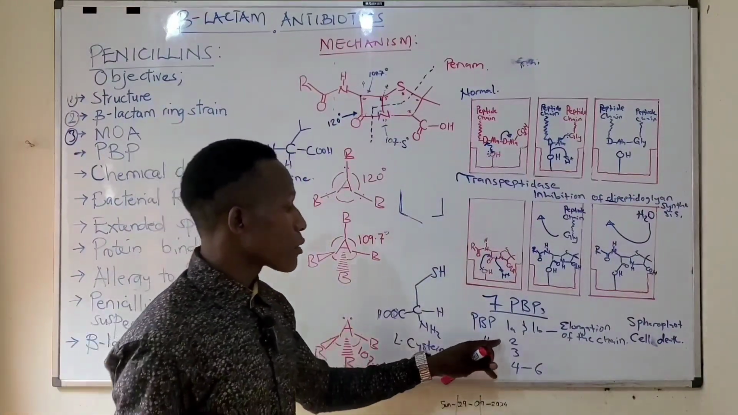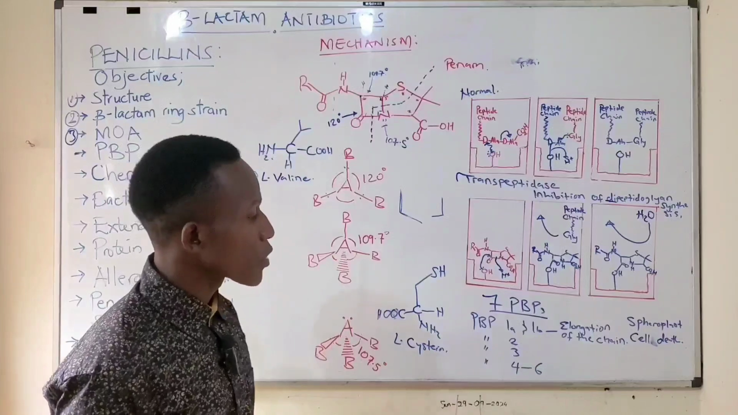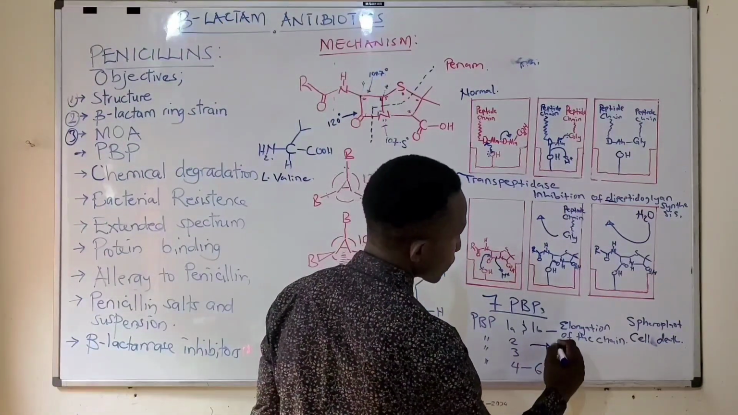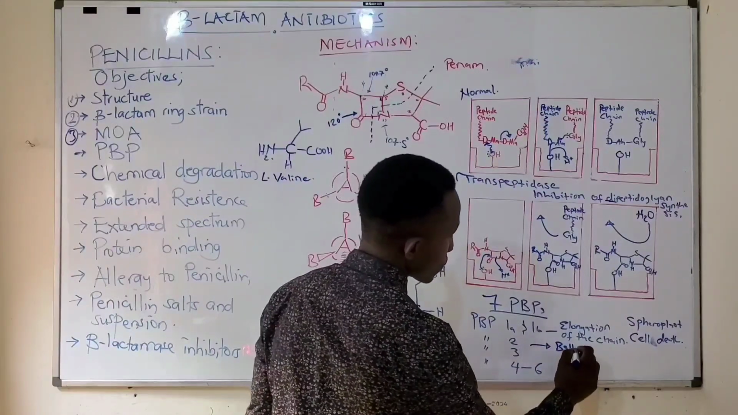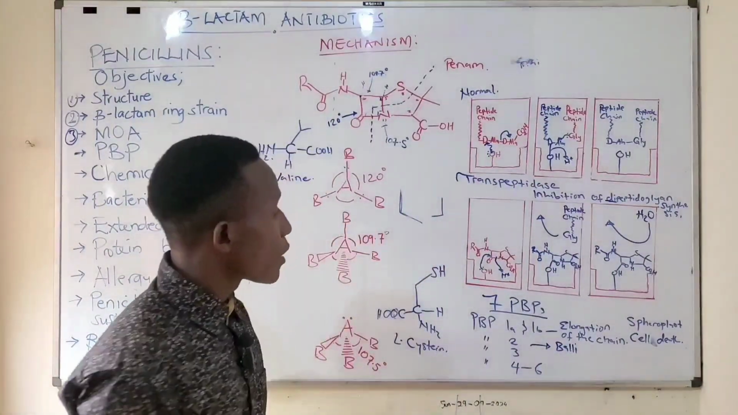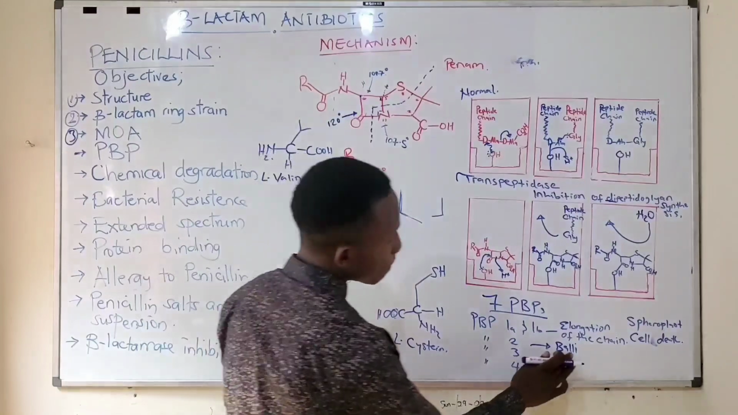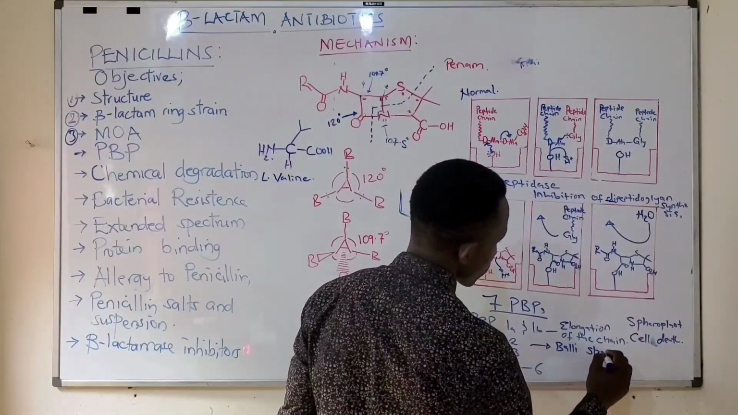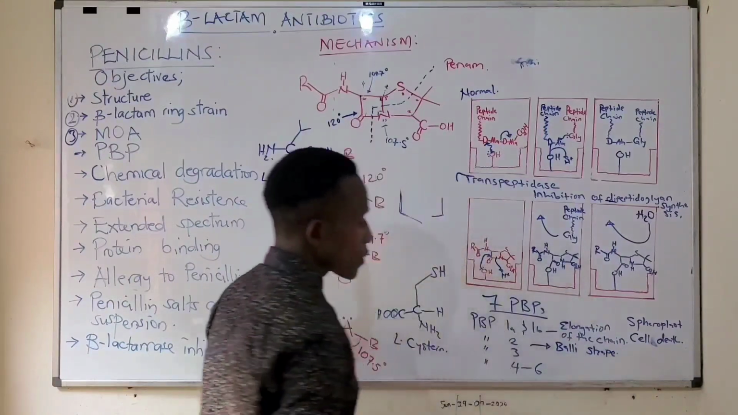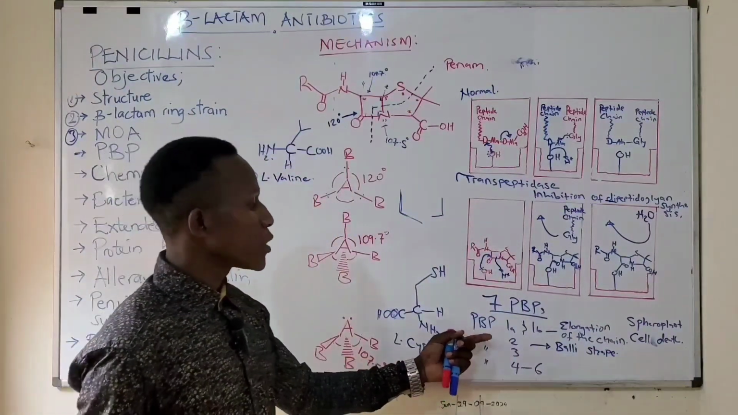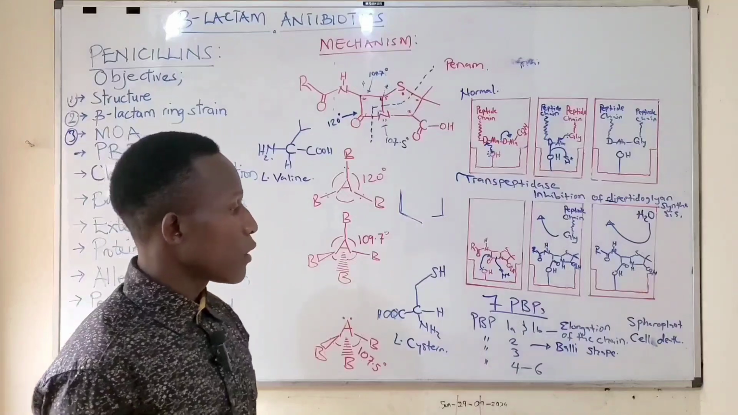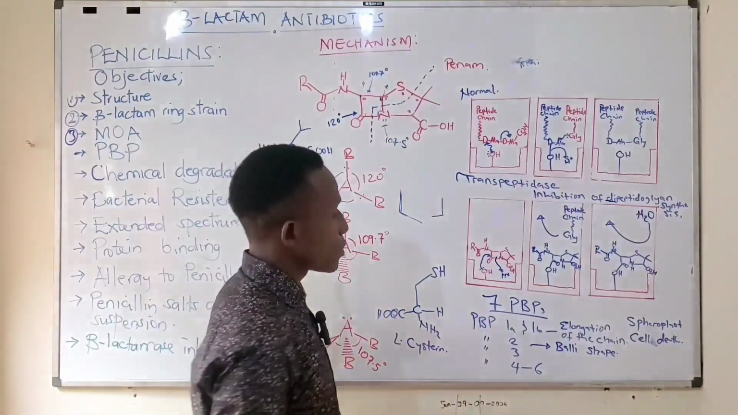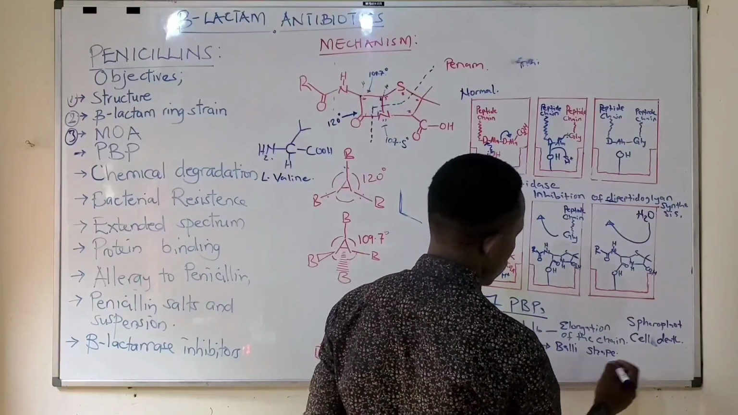Then penicillin binding protein 2 is responsible for maintaining the bacilli, those bacteria with a rod-shaped body. This one is responsible for maintaining the bacilli shape. If this one is inhibited, we shall have rounding and an oval shape of the bacteria. So it will also result in death.